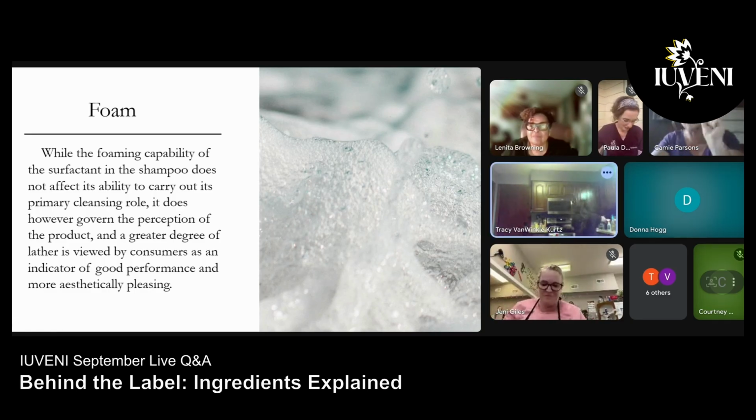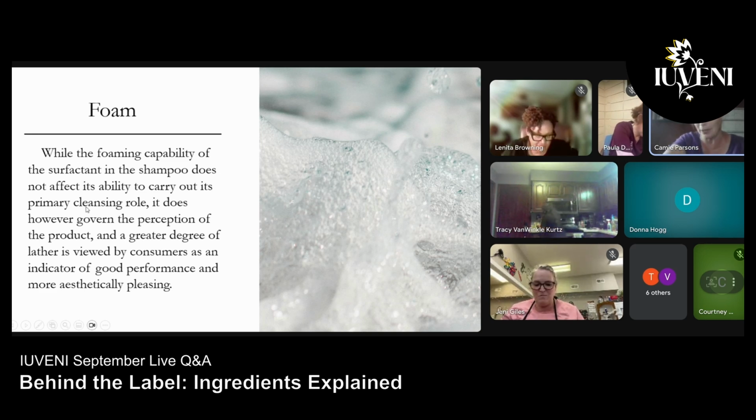Okay. I am going to read this. This is from this paper, and I want you guys to hear this. While the foaming capability of surfactant in the shampoo does not affect its ability to carry out its primary cleansing role. Did you catch that?